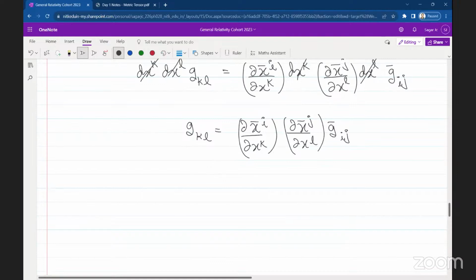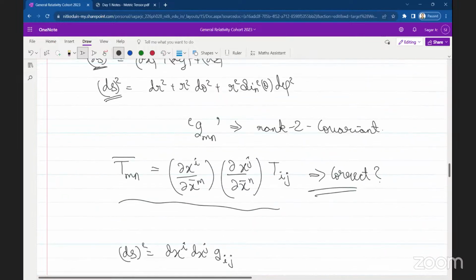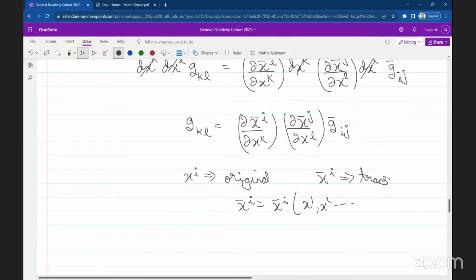This expression looks more or less like the expression for the transformation property of a rank 2 contravariant tensor, but to get the exact expression, what I'll do is this. What did we assume? We assumed that x^i is the old or original coordinates, and x bar^i is the transformed coordinates, right? Now what was the transformation I chose? x bar^i is equal to x bar^i of x1, x2, and so on.